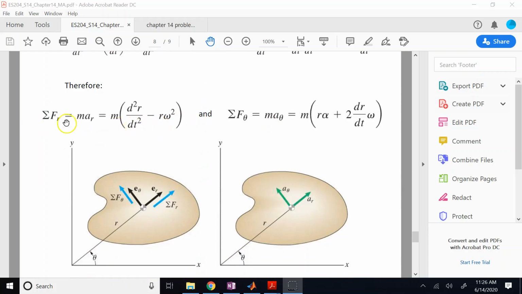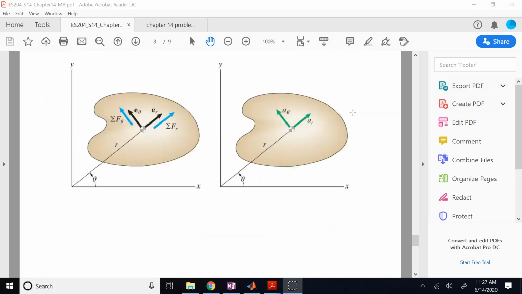One is along the radial direction. Sum of the radial forces is equal to mass times radial acceleration, and we learned that the radial acceleration is r double dot minus r theta dot squared, or omega squared. In the transverse direction, sum F theta is equal to m a theta, and a theta, if you remember, was r alpha plus 2 r dot theta dot, right? Remember, this was the Coriolis acceleration.